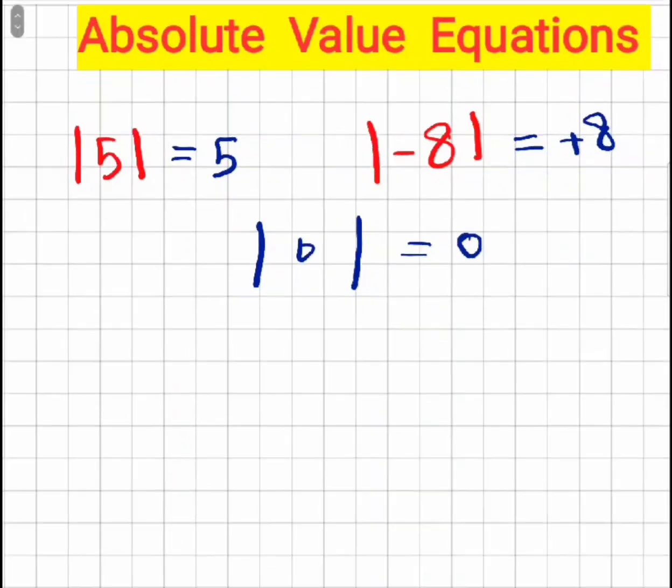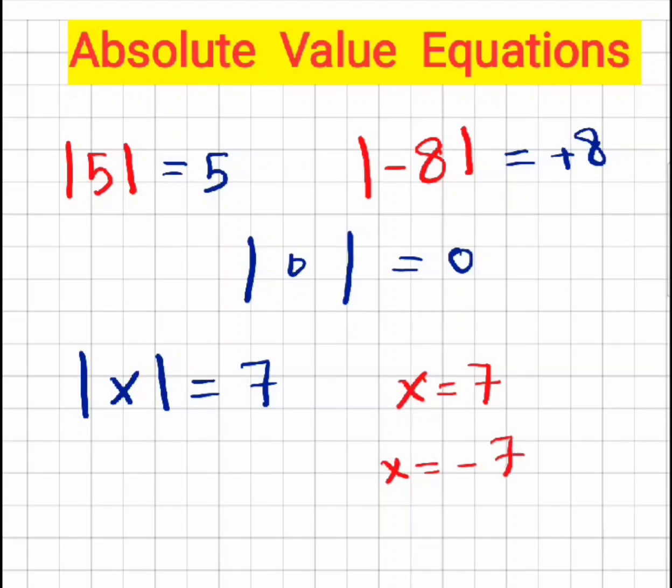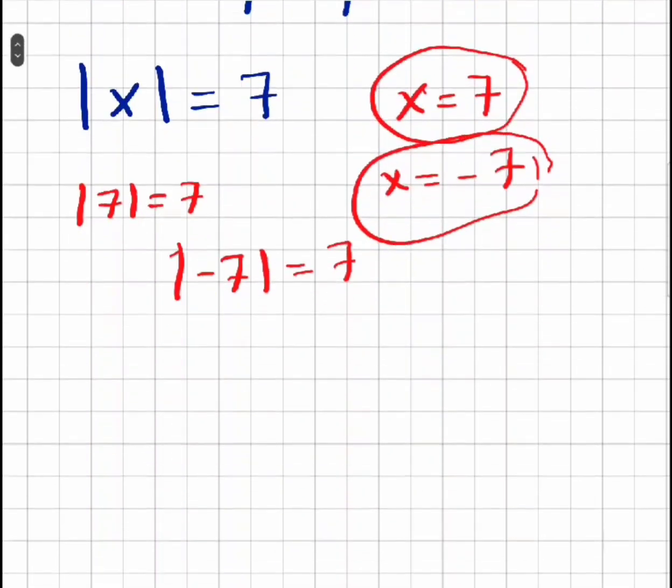Now let's say you have an equation, for example, the absolute value of x is equal to 7. What are the possible values of x? X can equal two things, 7 or negative 7, because if you plug these numbers in, the equation will be true. The absolute value of 7 is 7, so this works. The absolute value of negative 7 is also 7, so x could be 7 or negative 7. Both will make the equation true.